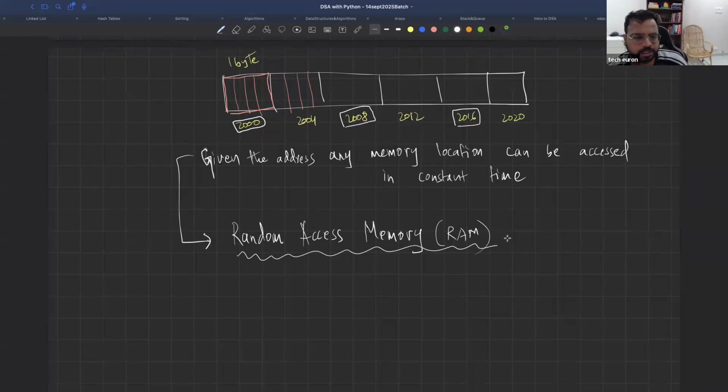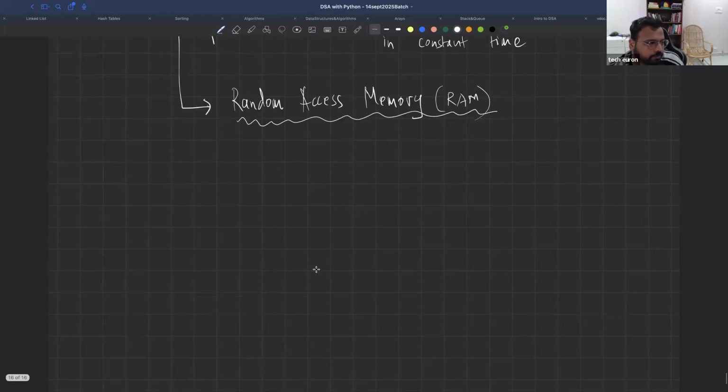If I tell the CPU to go and check what is there in 2008 memory location, it will go and immediately check. If I ask it to check 3000 memory location, it will check. If I ask it to check 10,000 memory location, it will check immediately, within an instant. So that is why accessing data from memory is very, very fast, because there's a memory location which allows it to access whatever data is there in that memory location. Correct? All of you are with me till here?